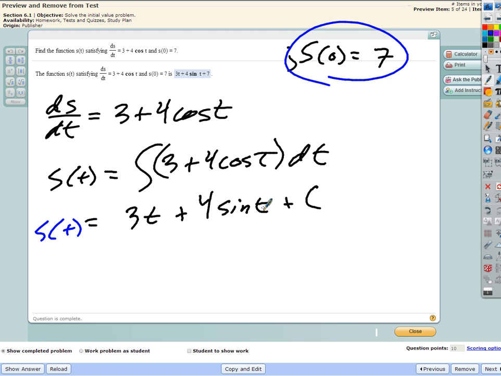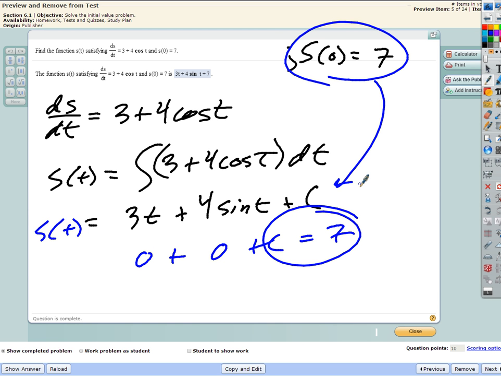C is 7, because S of 0 is 7. Oh, it equals 7, right, exactly. So then we get 0 plus C equals 7, so C is 7. You have to plug it all back in. Then we plug that back in there. We solve for the constant by using our particular value, or initial value, right? Plug that in, and we get the particular solution. Okay, make sense?